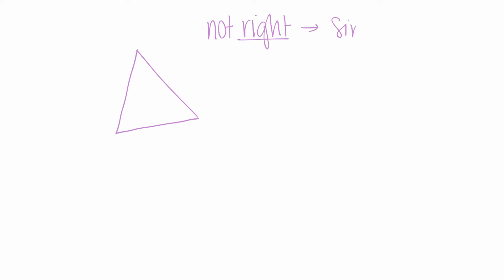So now let me throw some triangle up here. Here's a shape. Triangle. So this triangle is not right. It's not a right triangle, which leads us to use sine law if we have a pair.